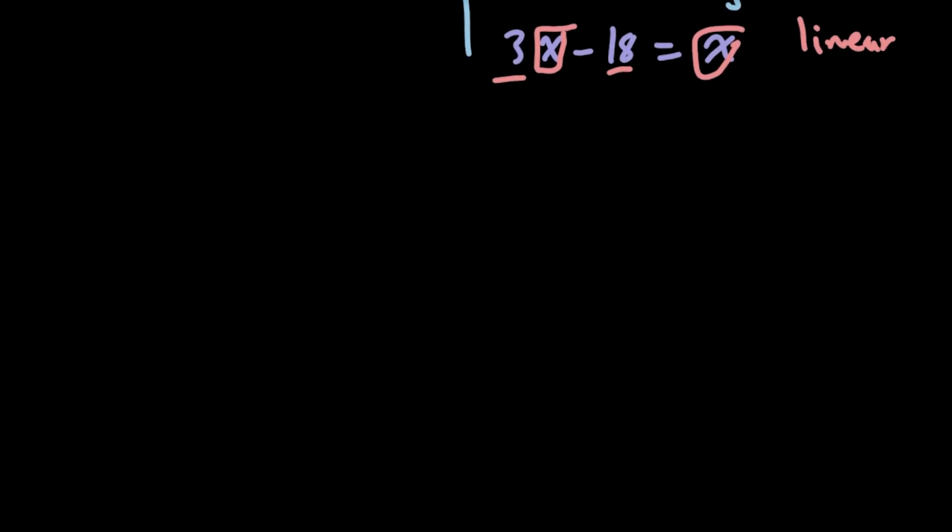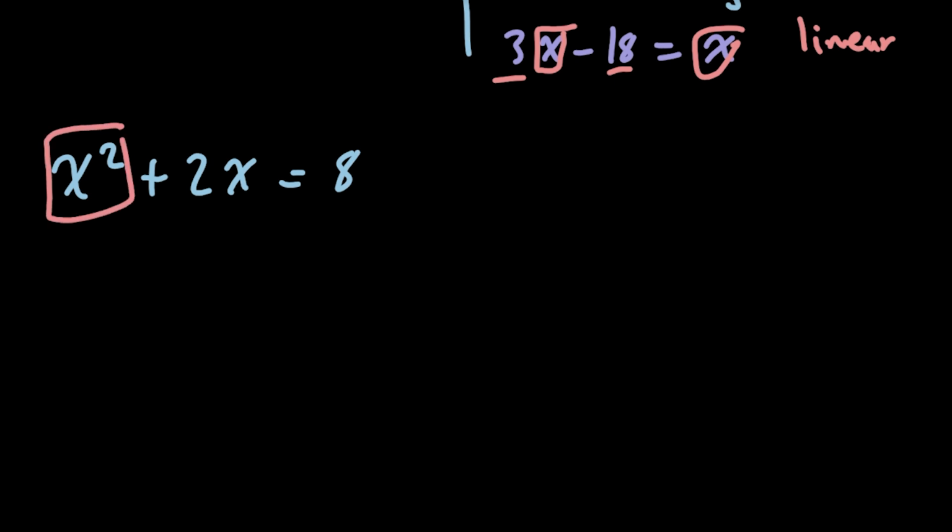Let's see another case. Let's suppose we have x to the power 2 plus 2x equals 8. Just note this term here is to the power 2. So this is not a linear equation. This is called a quadratic equation. Let's see another case.